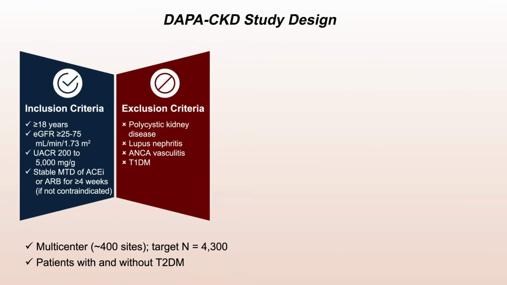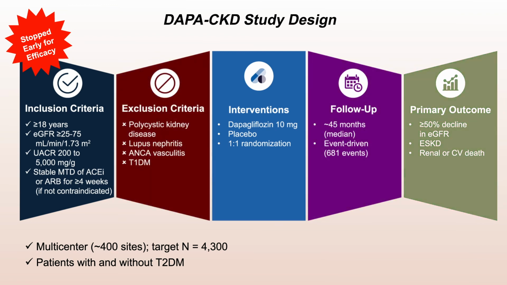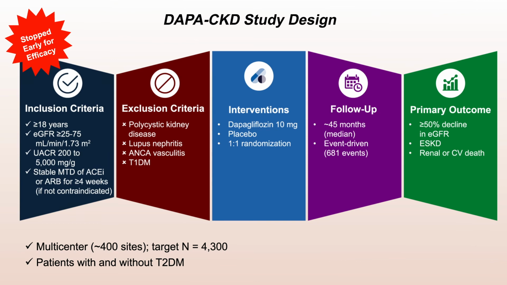You can see here that they've excluded polycystic disease, lupus, ANCA vasculitis, and type 1 diabetes. It was event-driven, and the primary outcome was greater than 50% decline in eGFR, ESKD, renal, or CV death. So very much like CREDENCE. The inclusion criteria, as I said, there were at least a third or more without diabetes, and the GFR went down to 25. Keep in mind, it was event-driven. Keep in mind that the trial was stopped early for benefit, and it was just slightly smaller than CREDENCE at 4,300 people, and the primary outcome was a 50% decline in eGFR, ESKD, renal, or CV death. So, very much like CREDENCE.